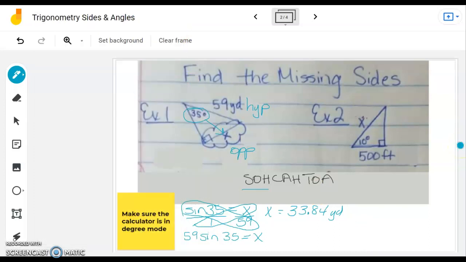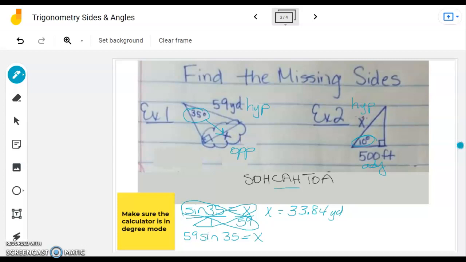Okay, problem number 2. Feel free to pause the video to write the problems down before I begin, or to pause the video to get the notes. Okay, so example number 2, my theta is 10 degrees, which means I need to identify my sides. If I put my hand over it, x is the hypotenuse, 500 is the adjacent side, and this time I have adjacent and hypotenuse.